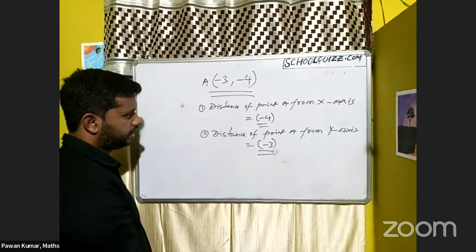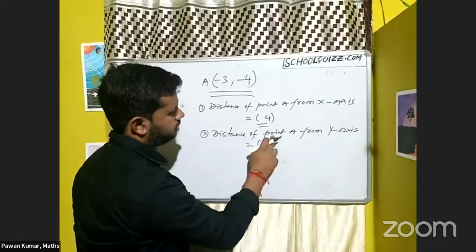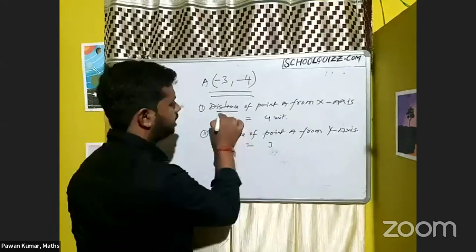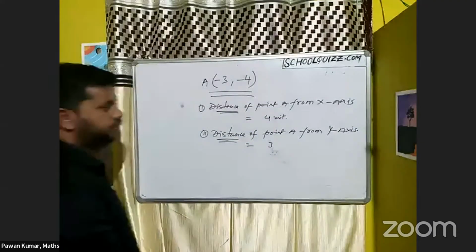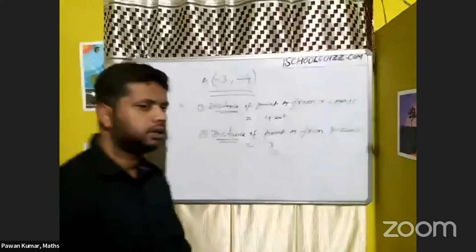Can you represent any distance as negative? No, sir. Sorry, that will be positive. That is always 4 units and 3 units. It is always in units when they ask for the distance. But if they mention a coordinate, that coordinate can be negative or positive.